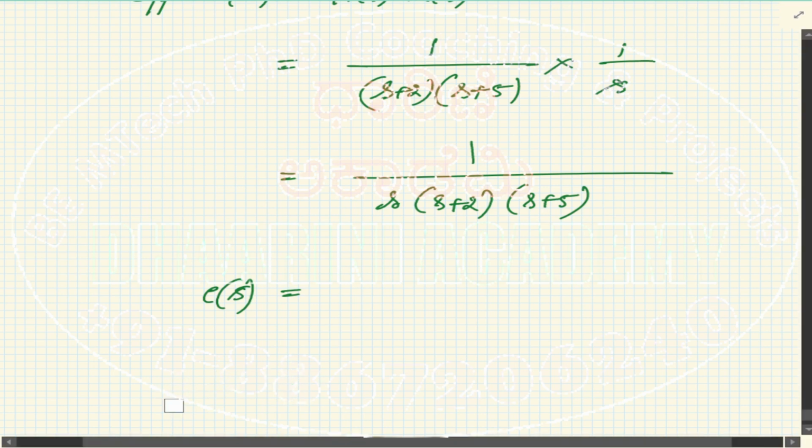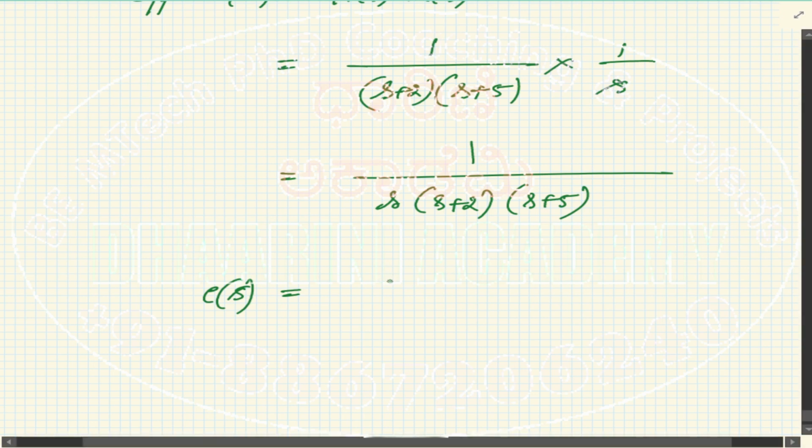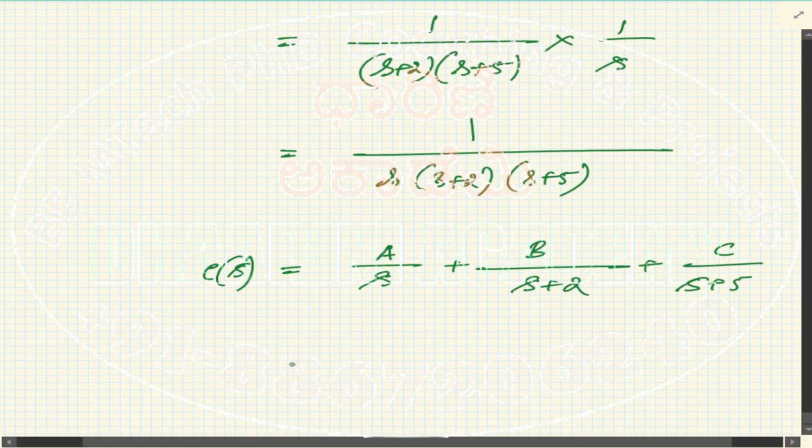Okay, let's do that. So C of s is equal to A by s plus B by (s plus 2) plus C by (s plus 5). Then let's calculate the values of A, B, and C.